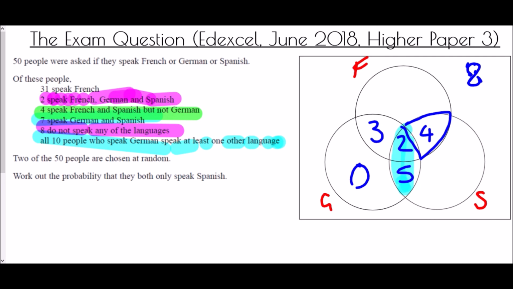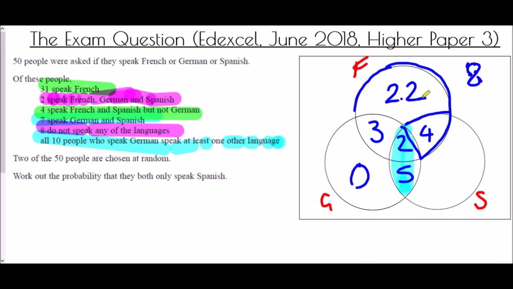There is an extra piece of information in the very first line, that 31 people speak French. And so we need to work out how many people must be in this section here of only speaking French. Well, if we add up the other 3 elements, 3 plus 2 is 5, plus 4 is 9. So we need the remainder to get us up to 31, and that will be 22.